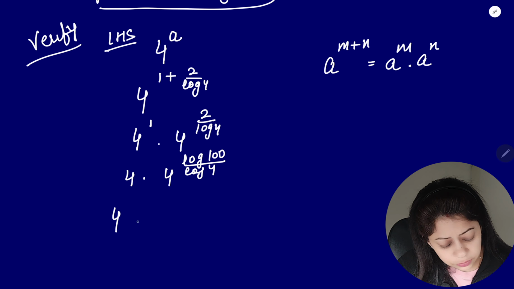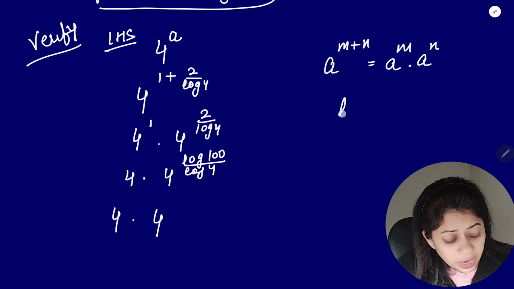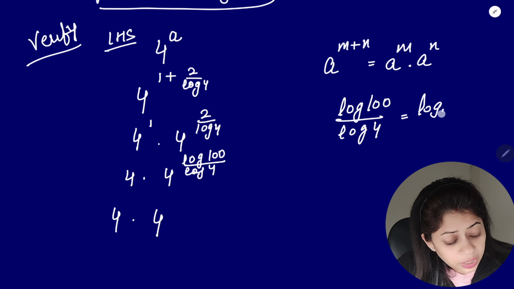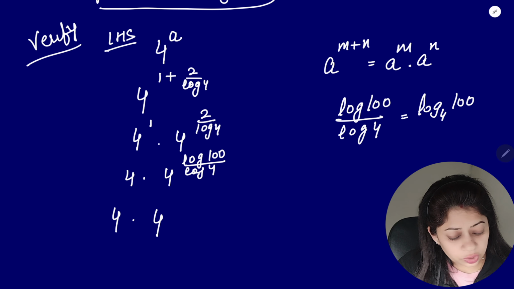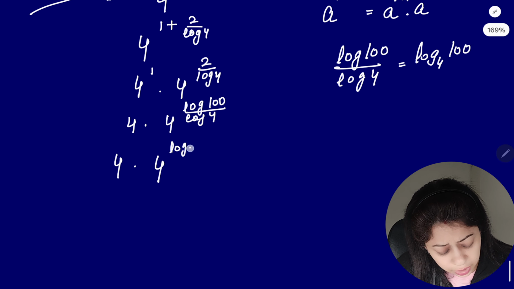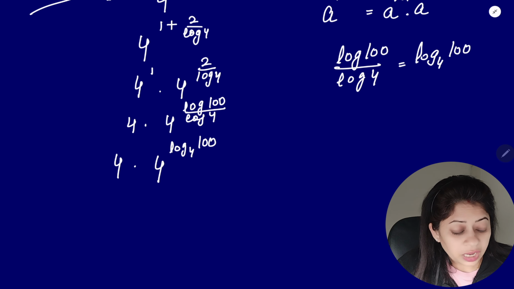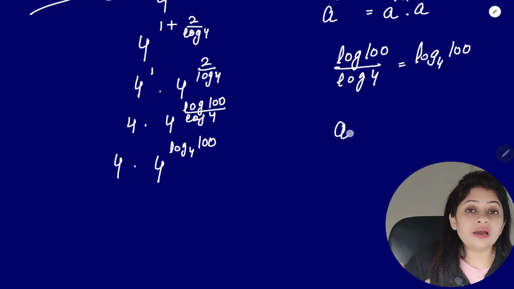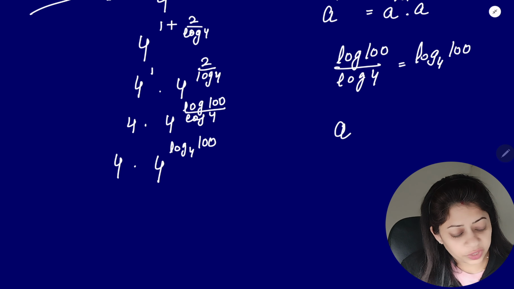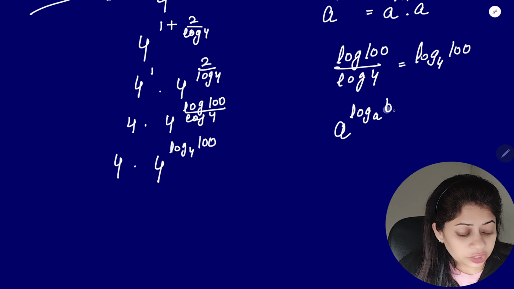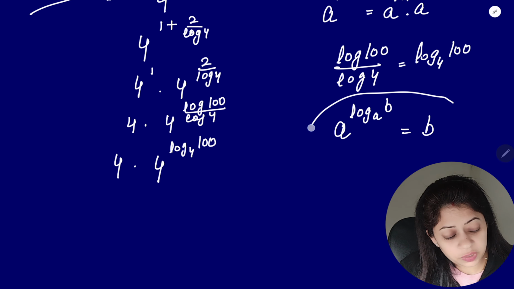4 times 4 raised to power log 100 by log 4 can be written as log to the base 4 of 100. This is also a log rule. So we will write log 100. Okay. Now another rule. I know we are doing so many rules, but we need to know about the log for solving these types of questions. A raised to power log to the base a of b is actually equal to b. This thing we need to know.